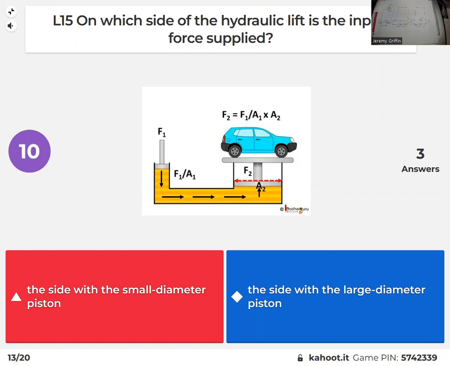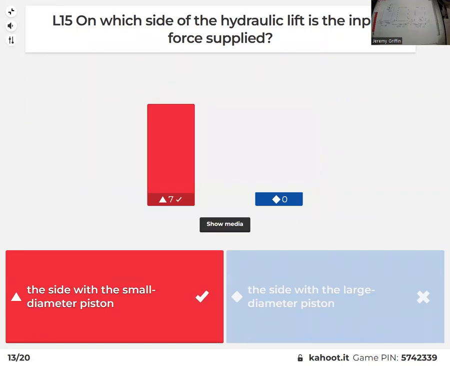Which side is the input force? Call the car the output force, right? Yeah, look at that. So you're pushing on the small diameter, small cross-sectional area piston. Small force divided by a small area results in some pressure.